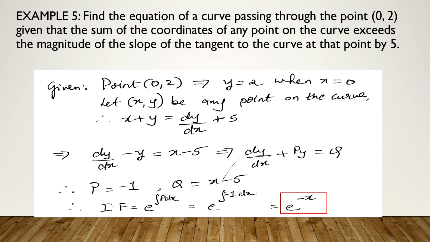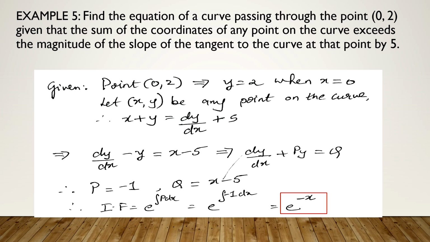Second thing, to get the equation, what is the condition given? Sum of the coordinates of any point. Suppose (x, y) is any point. Sum of the coordinates will be x plus y. It exceeds the magnitude of slope. Slope given by dy by dx plus 5 means x plus y is equal to dy by dx plus 5. This is our differential equation.